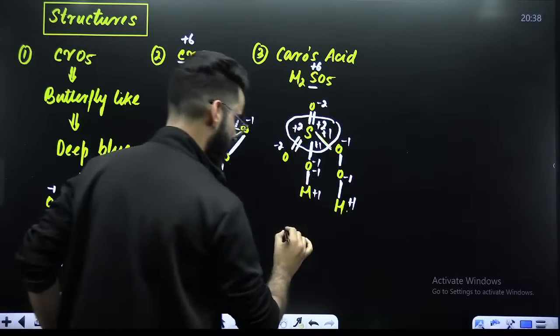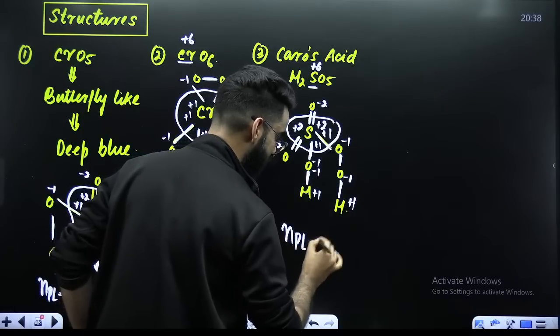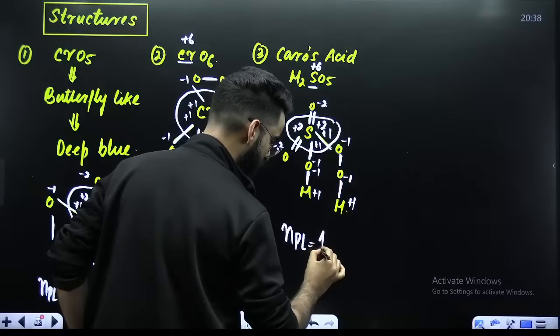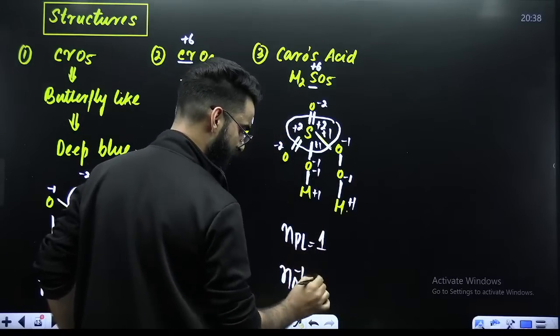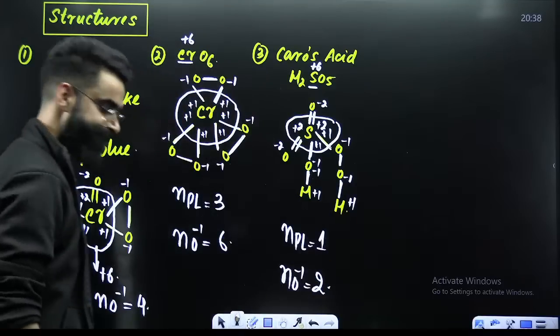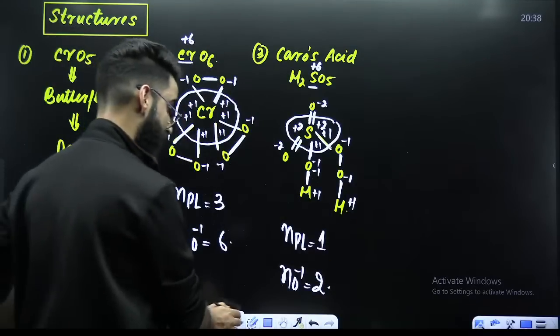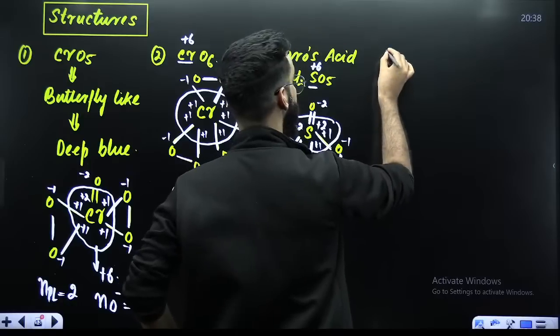If I ask you, is there any peroxide linkage? Yes, I can find one peroxide linkage here. This is the peroxide linkage. How many oxygen atoms are there with -1 oxidation state? Check it out: the number of peroxide linkages multiplied by 2. Okay, this was one more structure, that's your Caro's acid. Now, the fourth one.